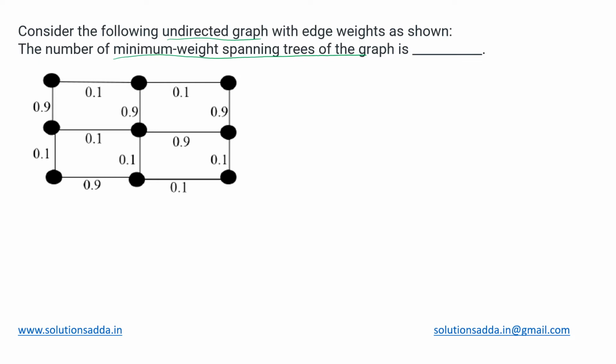For that, we can apply either Kruskal's or Prim's algorithm and determine the result. Let us go ahead with Kruskal's algorithm. We have these 9 nodes, let us denote them here. And there are only two different edge weights, as we can see: 0.1 and 0.9.